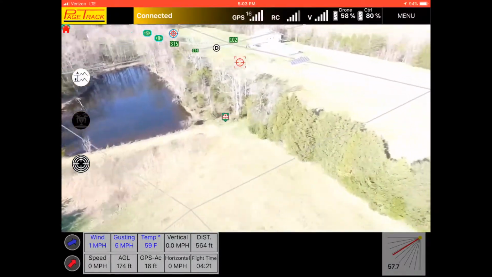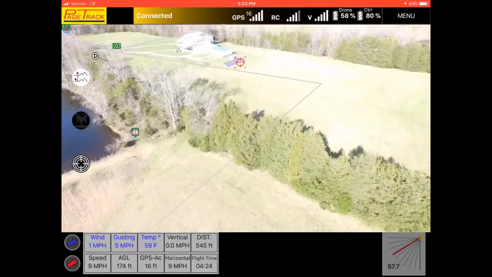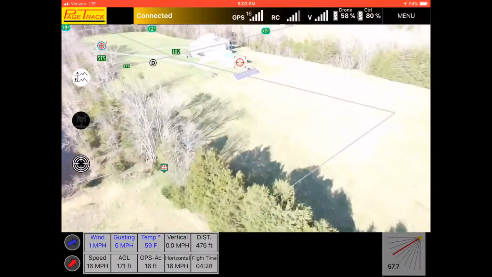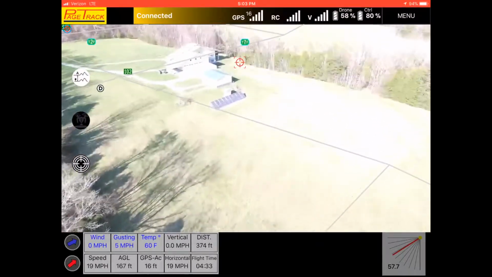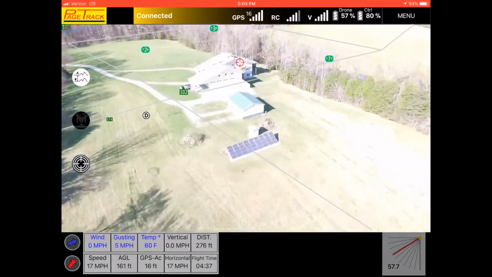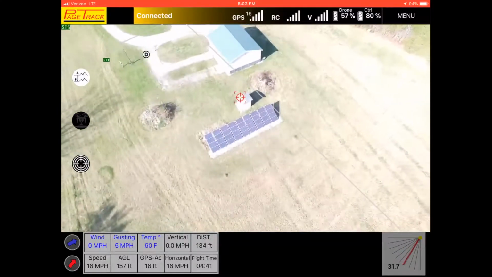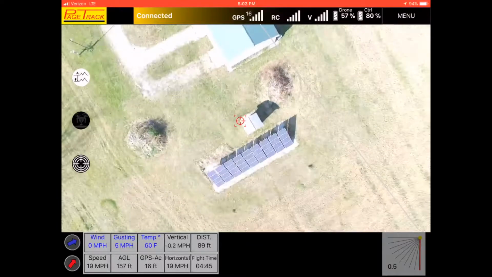Now we're going to fly from this low point onto the higher point. So our AGL is 174. The drone is flying at a constant altitude relative to the takeoff point, but the terrain is getting higher. So you see the AGL gets smaller. The AGL feature means you can fly into changing terrain and maintain a constant altitude above ground and hopefully keep from crashing into something.